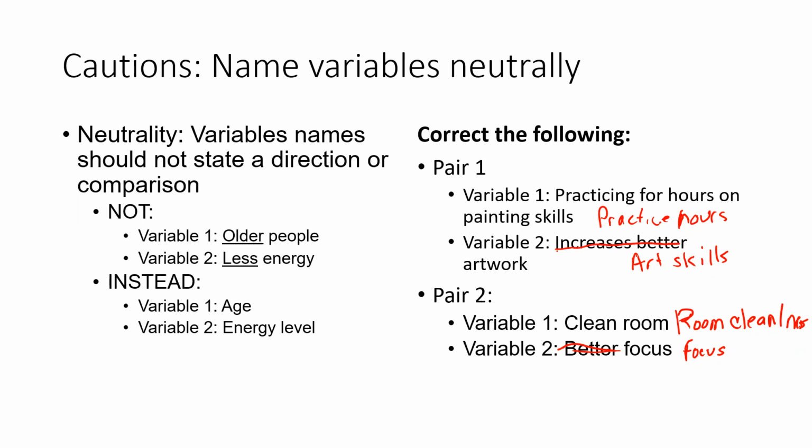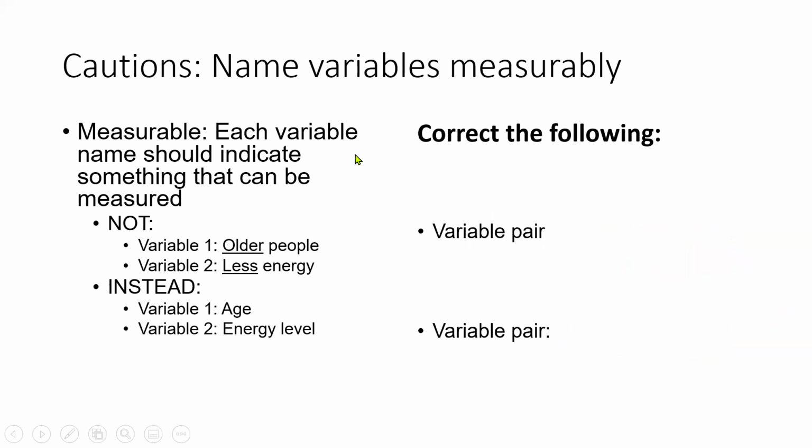So what we've done in the first one is we've gotten rid of these 2 directional words to make it neutral. We also clarified what we're measuring, art skills. In this one, we just tidied this up a little bit. We just made it into a simple word, practice hours. And so we got rid of that lengthy description. So let's go on and look for one more aspect of variables. We want to name our variables measurably. Like when we name a variable, we should come away with something that we think we can measure.